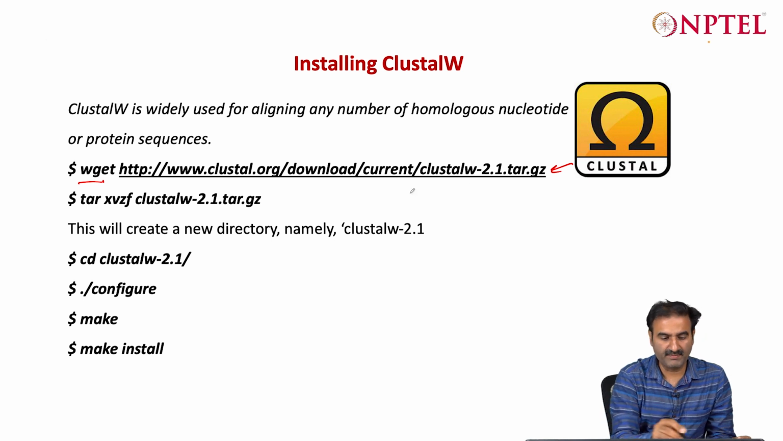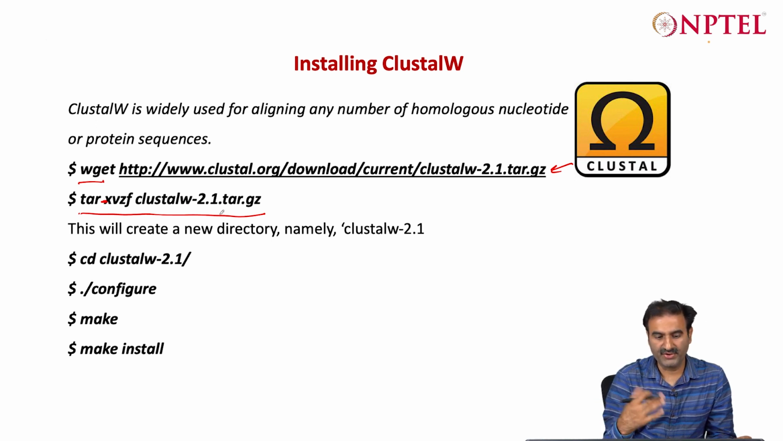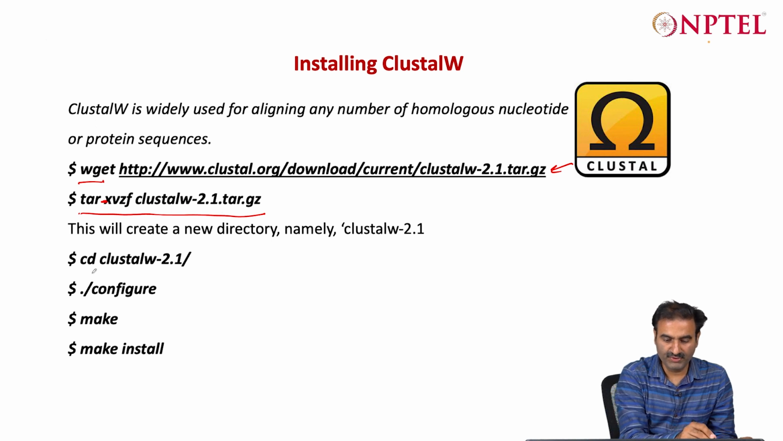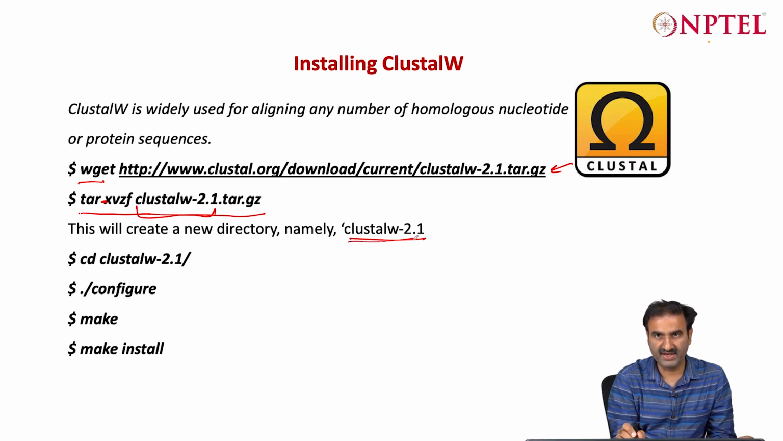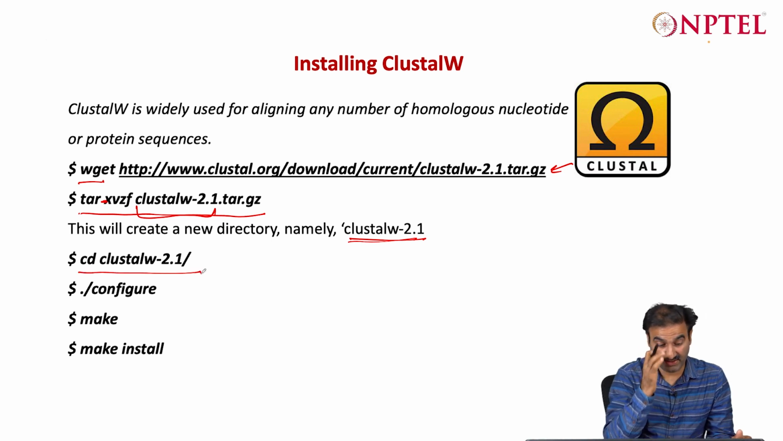After that you uncompress it: tar xvzf and the ClustalW file name, with a minus before the options. This will be unzipped and untarred on your system. Then go to the directory which is created from this bundle of .tar and .gz. This will be the actual directory which you retrieve from it. Go to that directory with cd and the directory name.